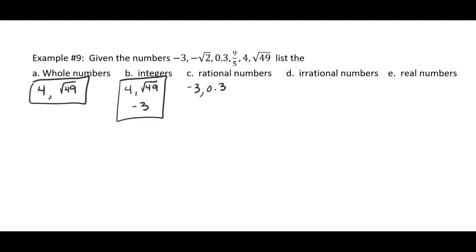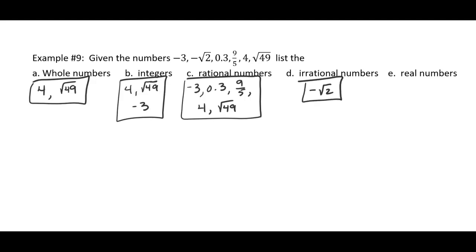0.3, that's a rational number. It's a terminating decimal. It stops, but it's part of the rational numbers. 9/5, that's a good old fraction. That one works. 4, that works. Square root of 49, that works. Okay, all of those are rational numbers. The irrational numbers, well, there was just that one, negative square root 2. So that was the only one that was irrational in our list.